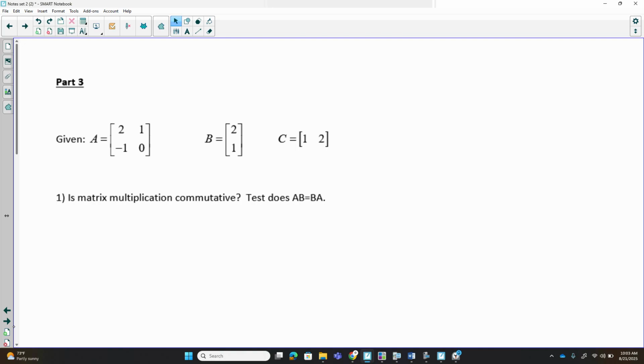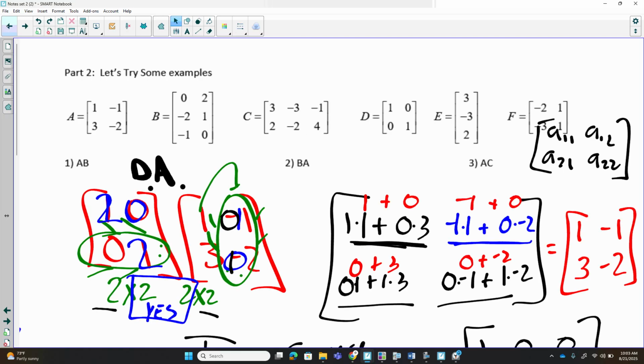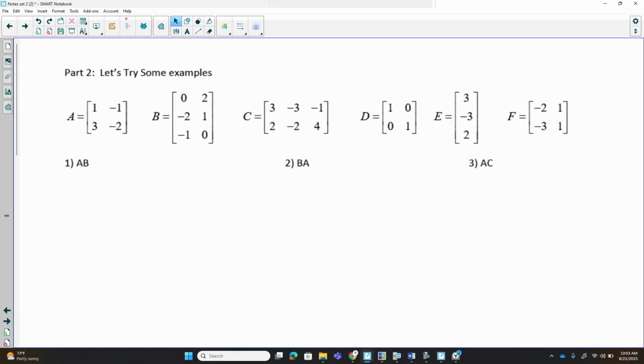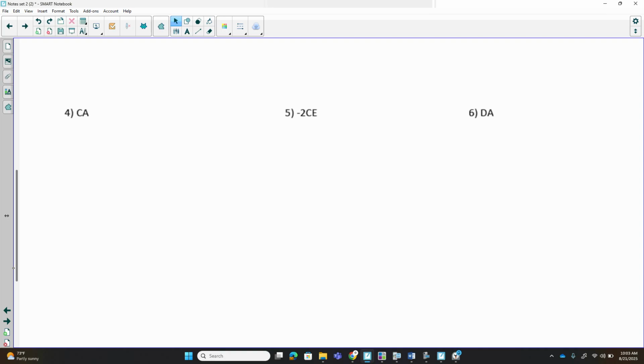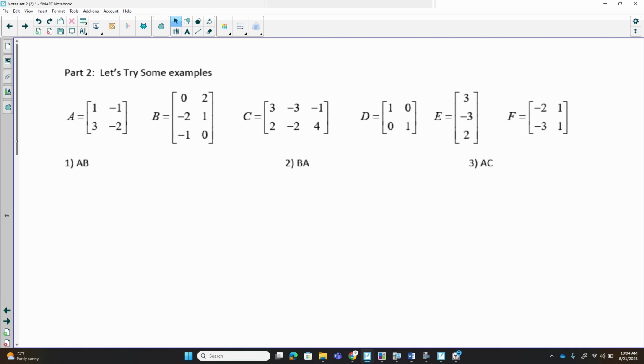Yes. All right, part 2. We're doing with this right here. Let's go. We're going at DA. So we stopped yesterday. We did number 5, which is -2 CE. So now we're doing the DA. You guys know what that is?